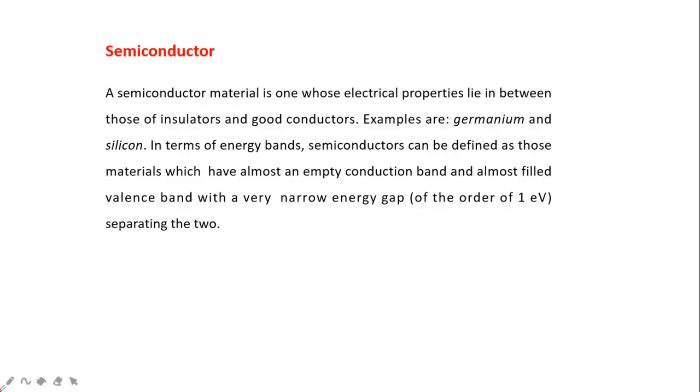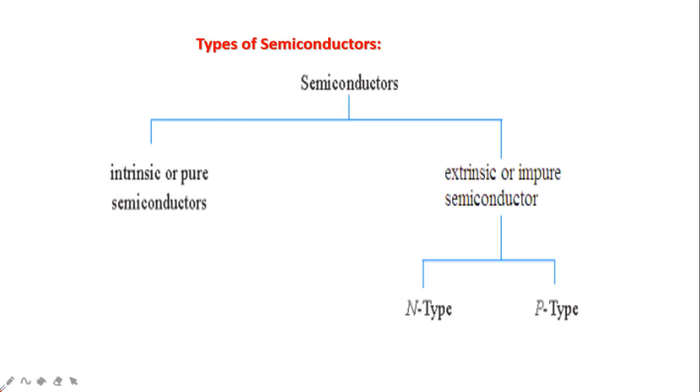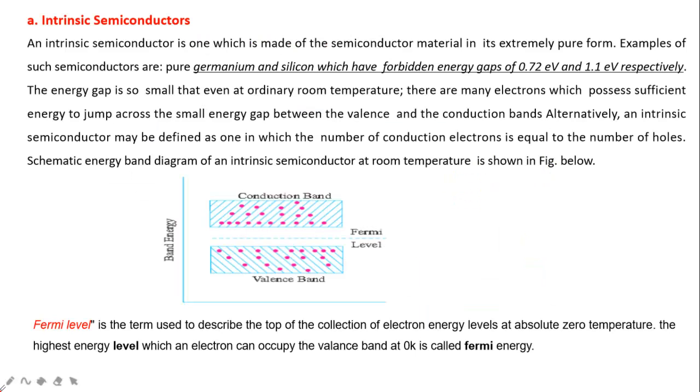Now, please keep these things in your mind. I am telling again and again. These are the types of semiconductors. Two types basically, intrinsic and extrinsic. Intrinsic means a pure type of semiconductor. Extrinsic means impure type of semiconductors. And again, extrinsic semiconductors are of two types, N type and P type.